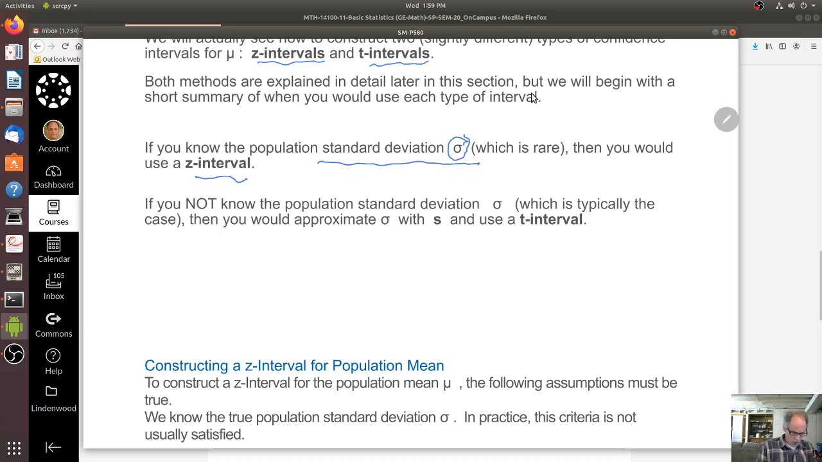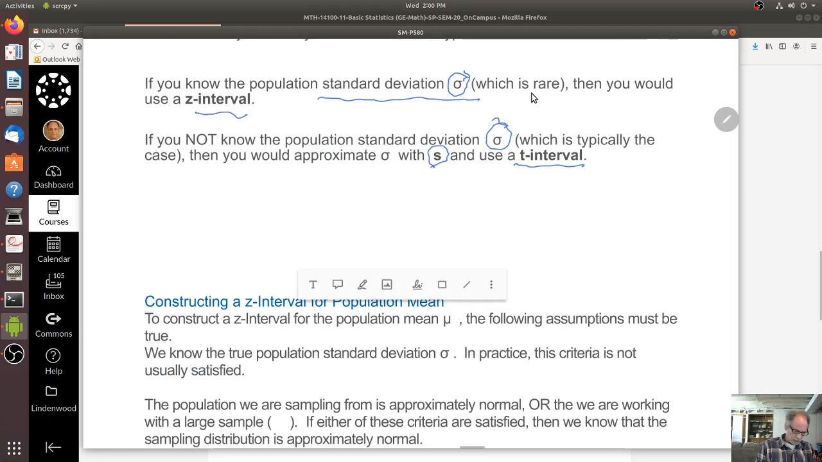If you don't know the standard deviation of the population, which is common, then you're going to approximate the standard deviation of the population with the standard deviation of your sample. And then we're going to use something called a T interval or T statistics. So we got to get that down from the start, that we're going to have to do two different things. That's going to make it twice as complicated. All right, let's see what happens here.